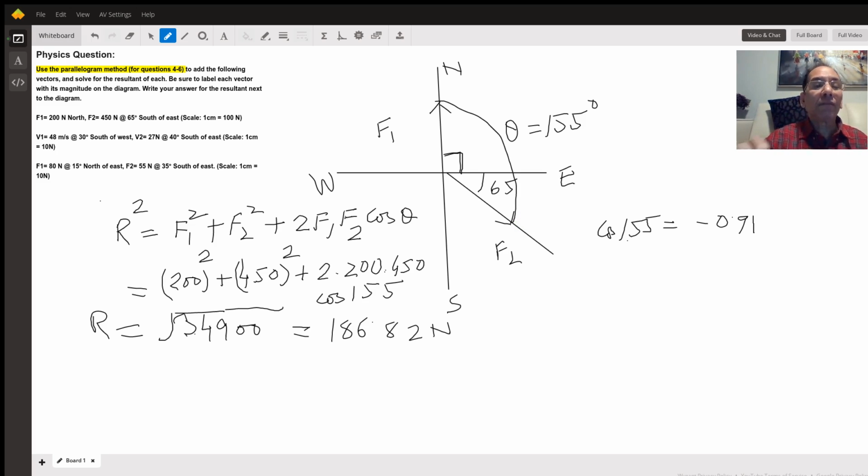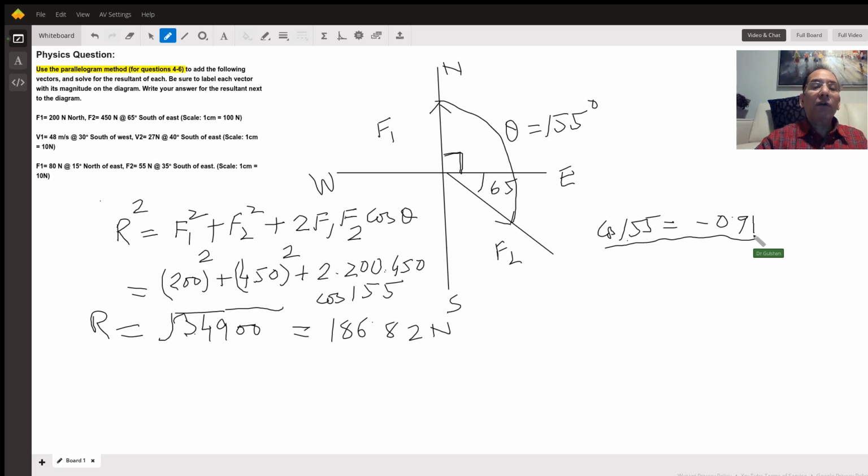So we use a formula: the resultant of two vectors is equal to the square root of first vector squared plus second vector squared plus twice of first multiplied by second into cos theta. This theta is the angle between the two vectors F1 and F2. If you plug in the values of F1 as 200 and F2 as 450 newtons, and twice of 200 into 450 cos 155, and cos 155 we know is negative 0.91.